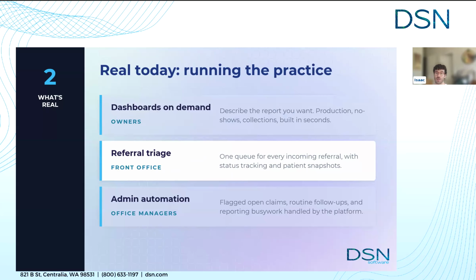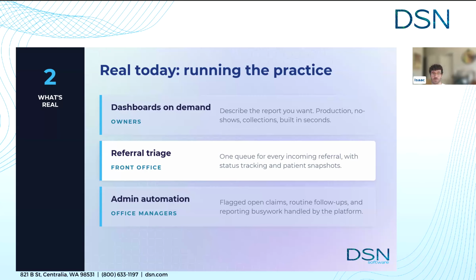Now let's move on to the front of the house because AI is doing just as much work out here. Use case 3, dashboards on demand. Instead of hunting for a saved report or wrestling with a report writer, you describe what you want to see. Production by provider this week. No-show rate by referral source. Collections versus last month. You say it and it builds it. For owners, this is one thing that changes your monthly meeting.